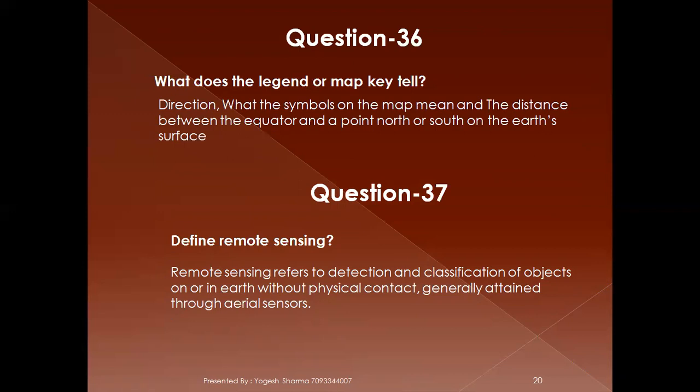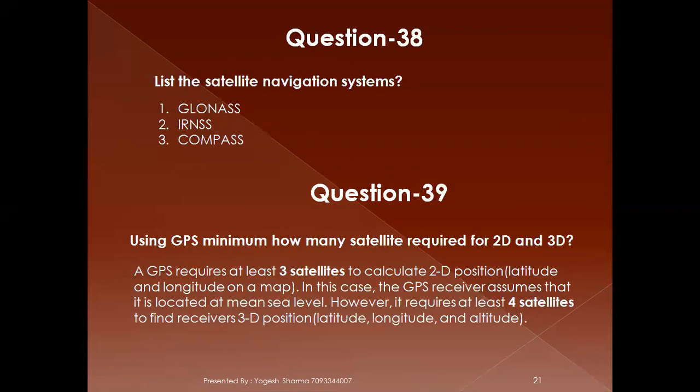There are many different types of aerial sensors we have. Sometimes we take the photo from the satellite, sometimes from the aerial, sometimes from the drone. These are all examples of remote sensing techniques.